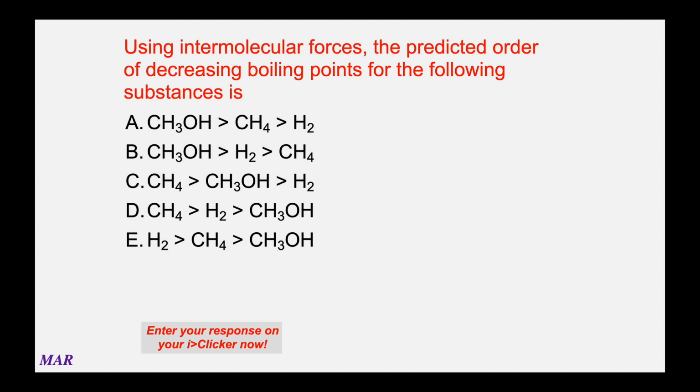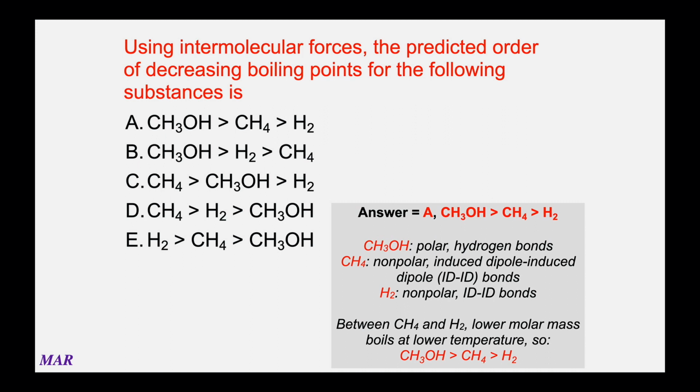So methanol is certainly going to be the highest boiling point, and it should go first. Now, between CH4 and H2, CH4 has a higher molar mass. Boiling is kind of about pushing things into the air. And because CH4 is heavier molar mass-wise than H2, probably CH4 is going to take a higher boiling point to make it boil relative to H2. So I would predict answer A is the correct one here, and that's what you see.